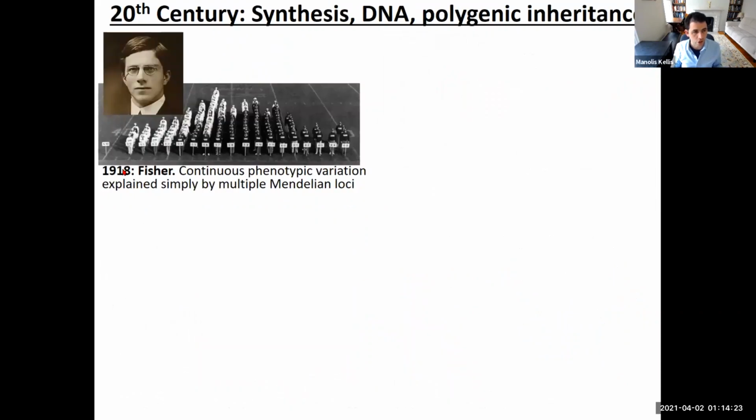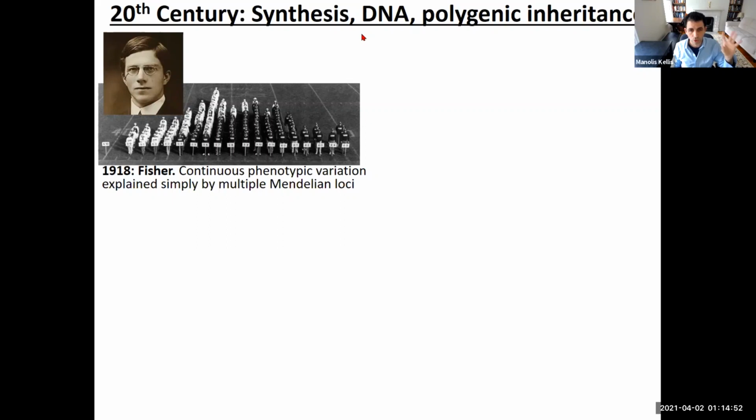And that all changed at the turn of the century with Fisher and other statisticians, who basically realized that continuous phenotypic variation could simply be explained by multiple Mendelian loci. So the notion is that, yes, height appears to be changing continuously, but even if you had only 5 genes for height, each of which would be pushing you by an inch up or down, it would appear to be a continuous distribution. That's a very important point.